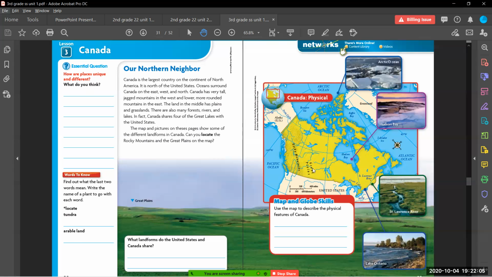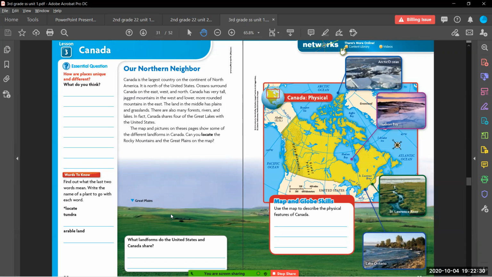And we can see that the rivers are these little squiggly lines. The lakes are these bodies of water. We see that these are the Great Lakes right here. Now we also see that the Rocky Mountains are these kind of bumpy areas. So we can see over here is the Rocky Mountains and then over here is the Great Plains. So when our first question says, can we locate the Rocky Mountains? We can circle those right here.